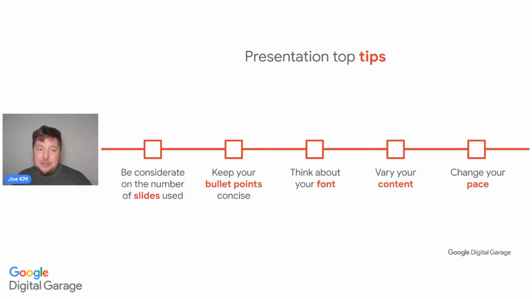So presentation tips. Be considerate to the number of slides used. 60 minutes, 60 slides, chop it. Get that less so you're not going slide, bang, slide, bang, slide, bang. Think about this. Keep your bullet points concise because you want to have minimal bullet points so you can maximum deliver. Think about your font. If you struggle to read it, is it needed? Think of stuff like Comic Sans, looks ridiculous.